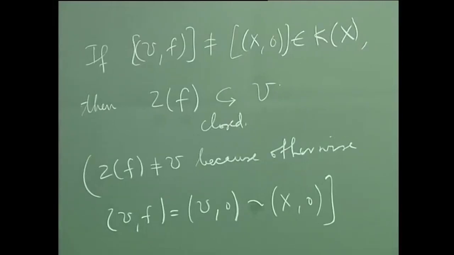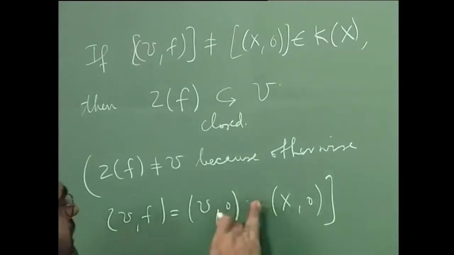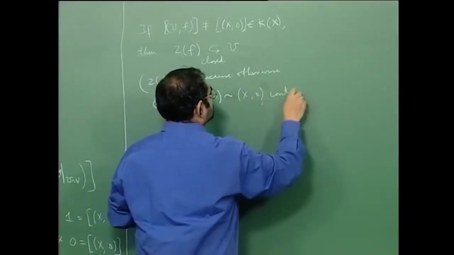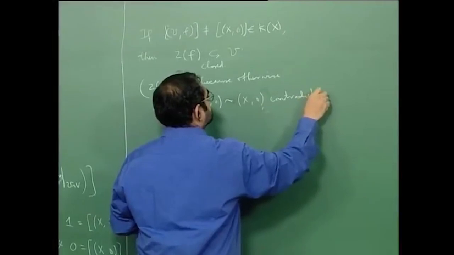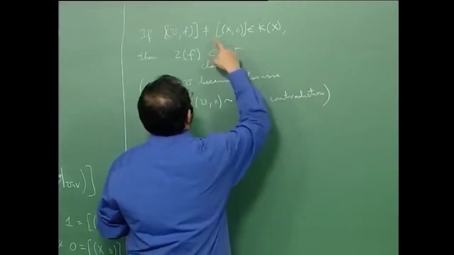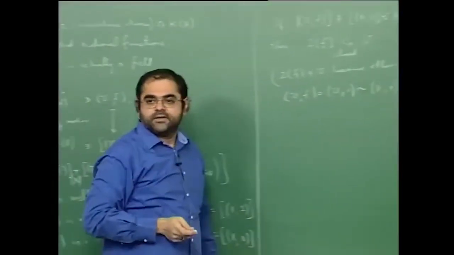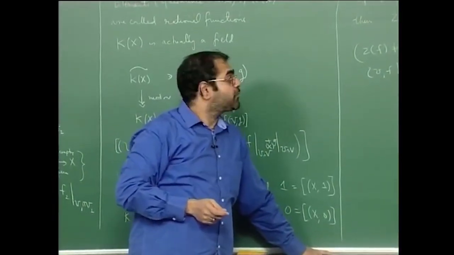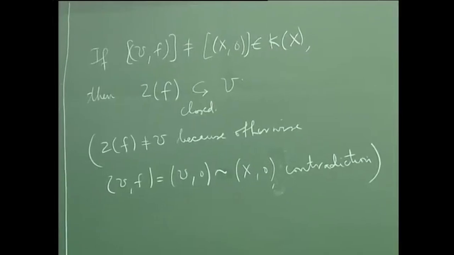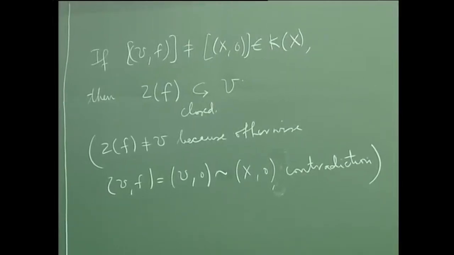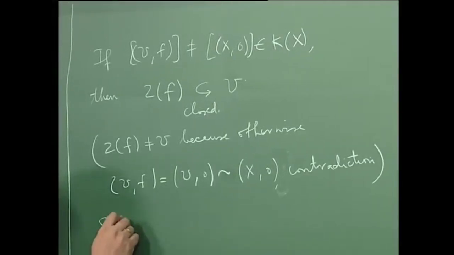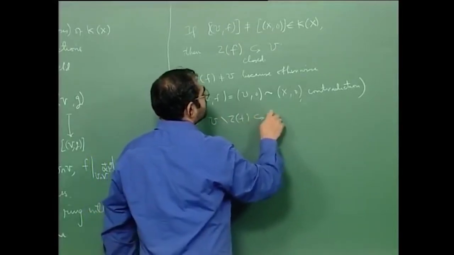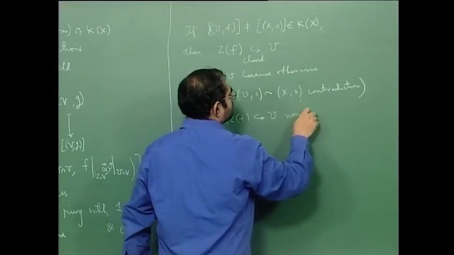It's a contradiction to the fact that these two are different, all right. So that means Z(f) is a proper closed subset of U. So its complement in U is again an open subset of U. So U minus Z(f) inside U is a non-empty open set.